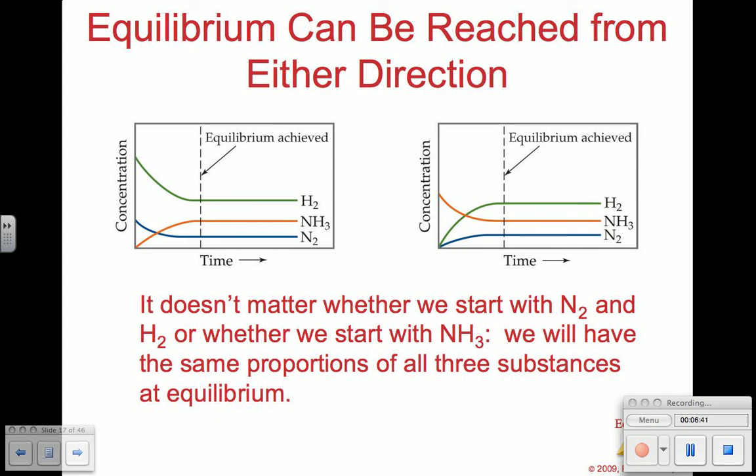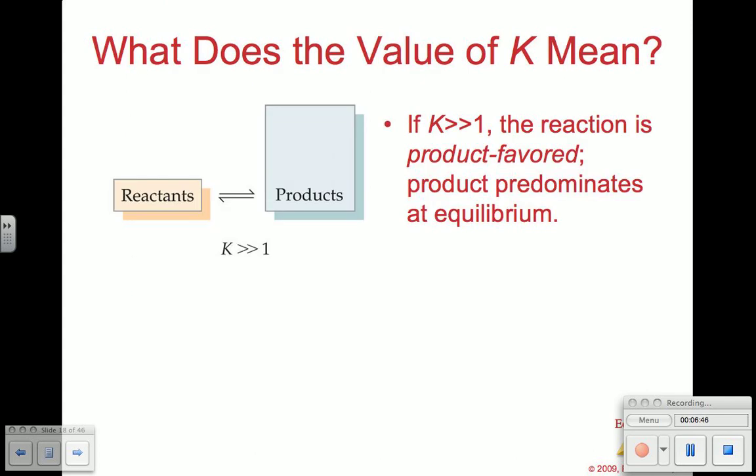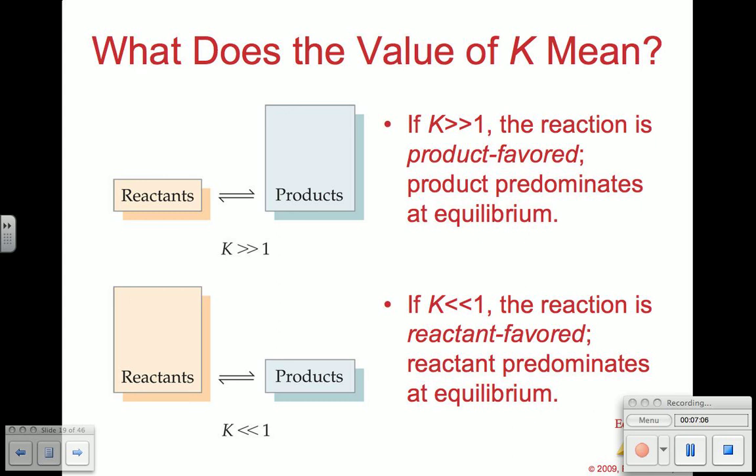So what does the value of K mean? Okay, so let's say we have a K that is much greater than 1. Then that means that the reaction favors the product. So when things reach equilibrium, you're going to have far more products than reactants. Now if your K value is lower than 1, then the reaction favors the reactants, and so you're going to have more reactants than products in the end, at equilibrium.